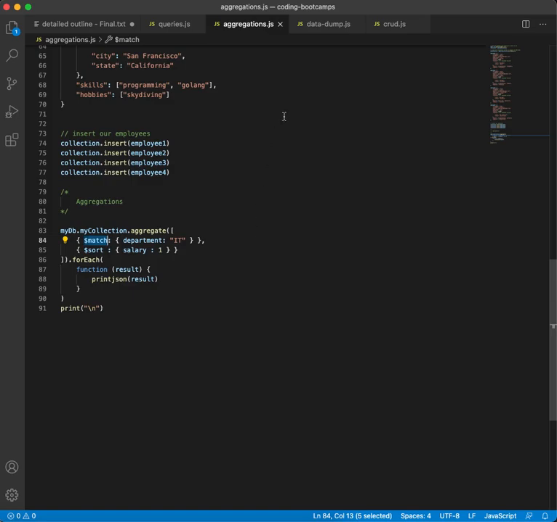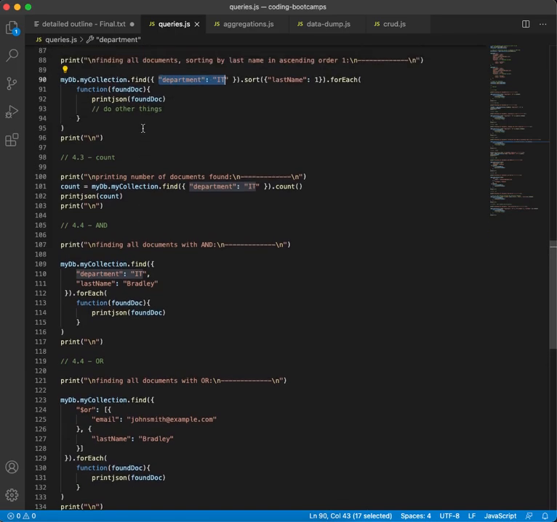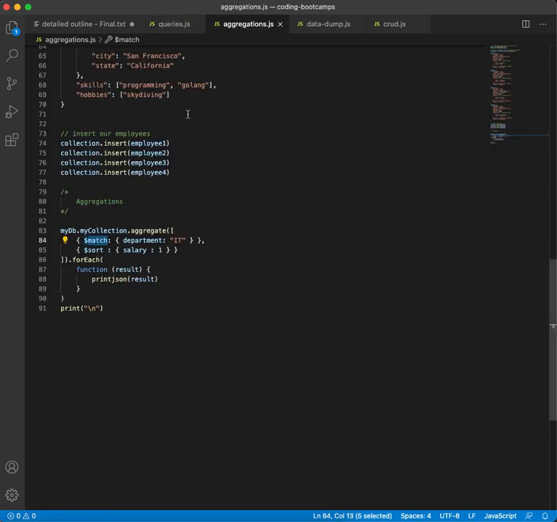If you remember what I was talking about last video, over in our queries.js file that we had written in a previous section, we were sorting, and before we sorted our data, we were actually specifying a parameter to look for. So we weren't getting all of our data and sorting it. We were only getting employees in the IT department and then sorting based on their last name. So we're going to do something similar to that, but again using the aggregations pipeline.